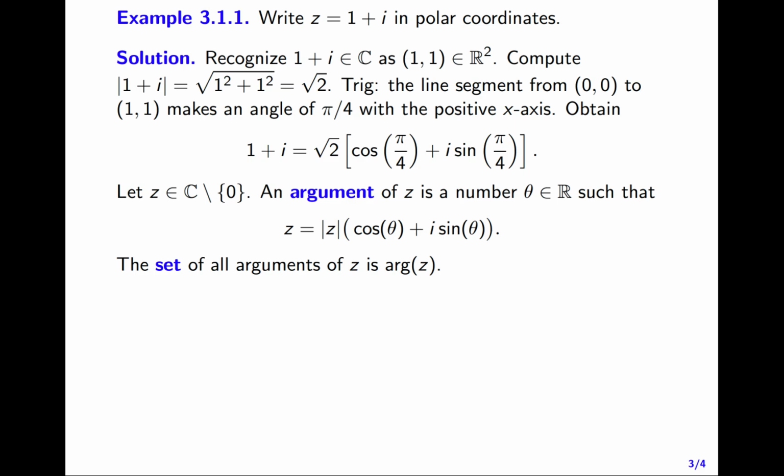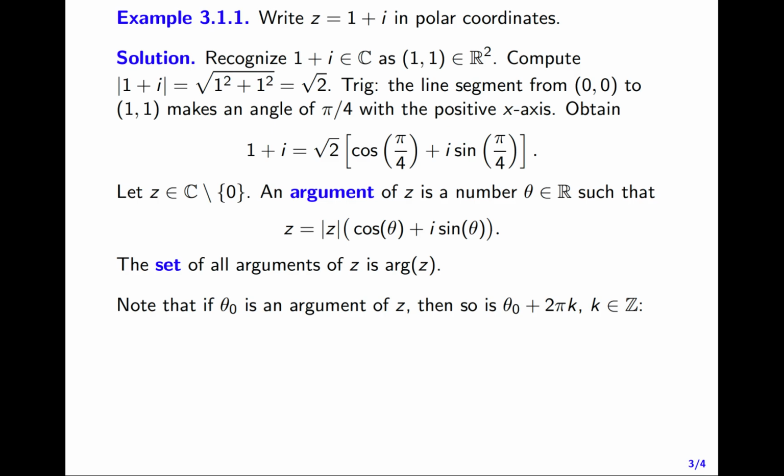But we don't just have one argument, right? Because if I have one argument theta here, I could replace that with theta plus 2 pi, or theta plus 4 pi, or theta minus 60 pi, any integer multiple of 2 pi. So really I have a set of arguments, a set of numbers that satisfy this relation z equals modulus of z times the sum cosine of theta plus i sine theta. And we will call the set of all arguments of z arg of z. And importantly, I'm writing this lowercase arg of z.